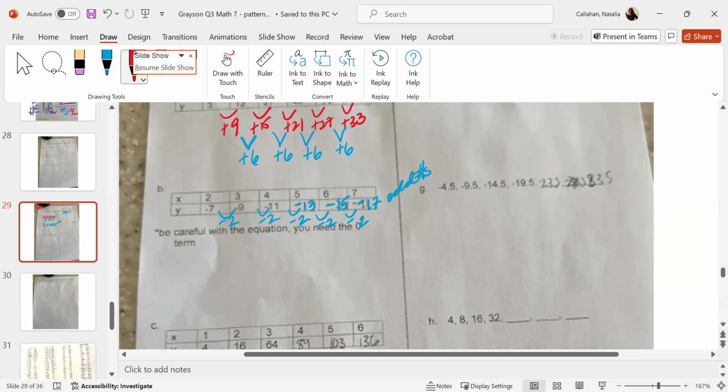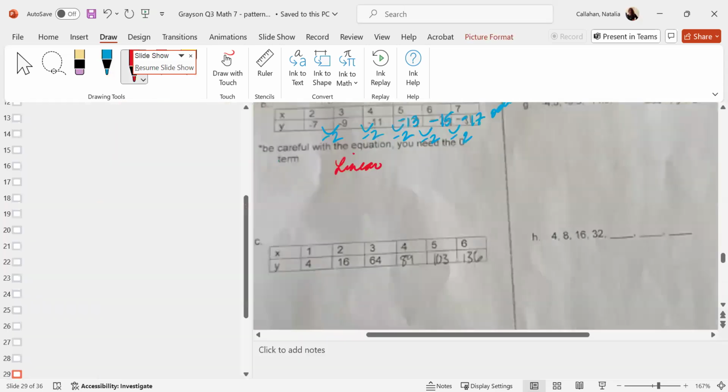Is this linear or is it quadratic or exponential? This is linear, because you're just minusing 2, right?